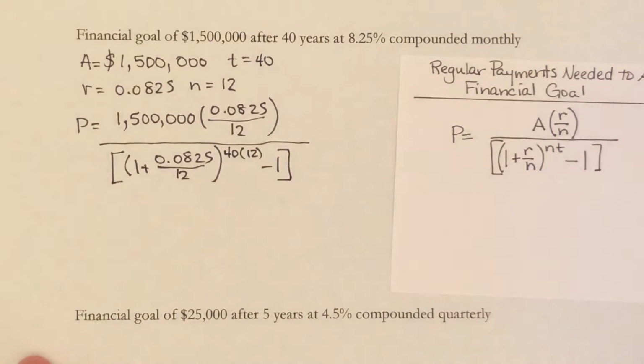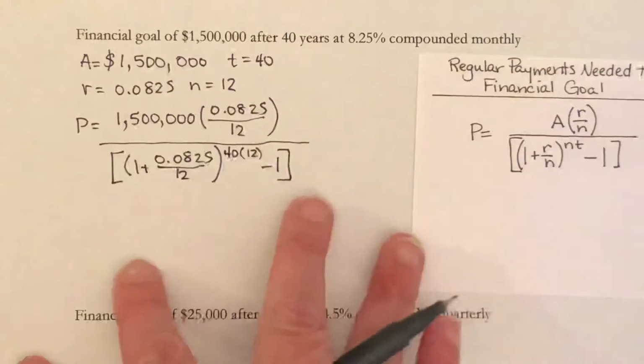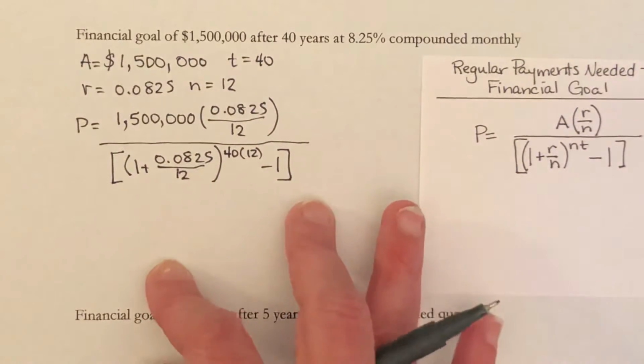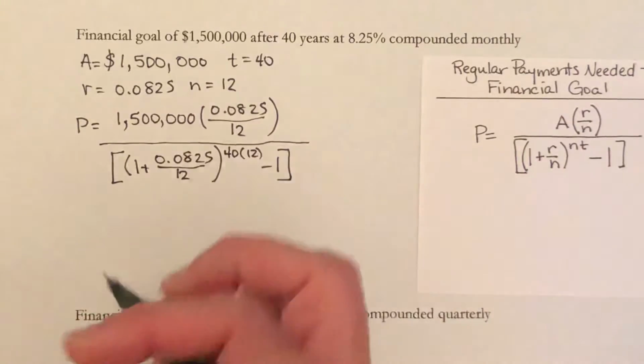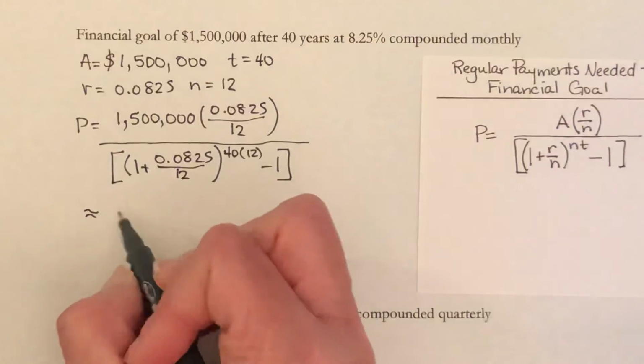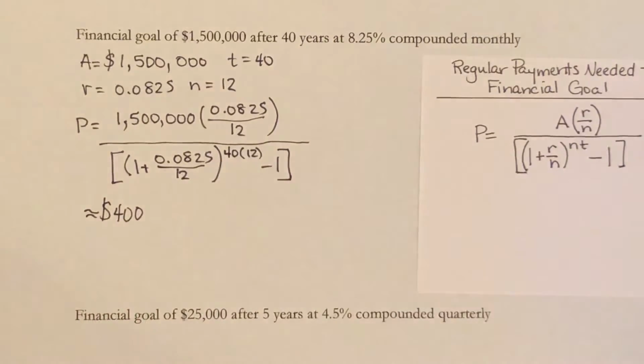Now, just like on the previous problems when we were determining the value, I'm going to assume that you figured out how to enter this into your calculator now. So in the interest of time, you would do all these calculations, and you would get, after you round up, that it is $400. You should invest $400 every month.